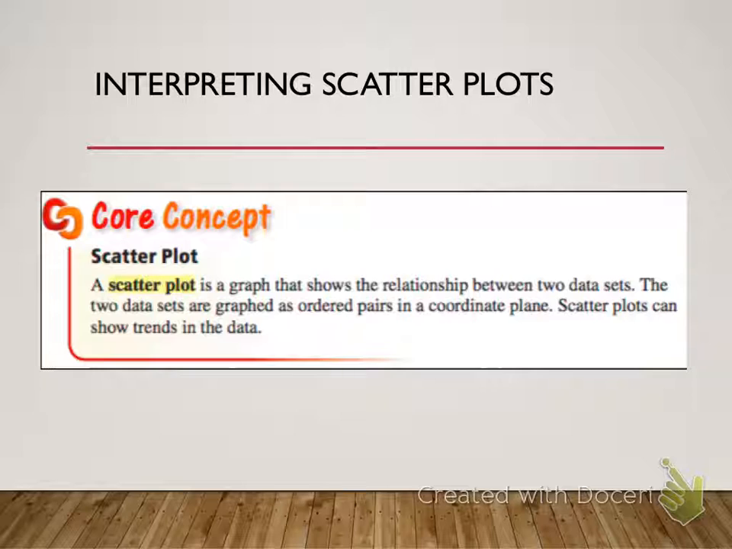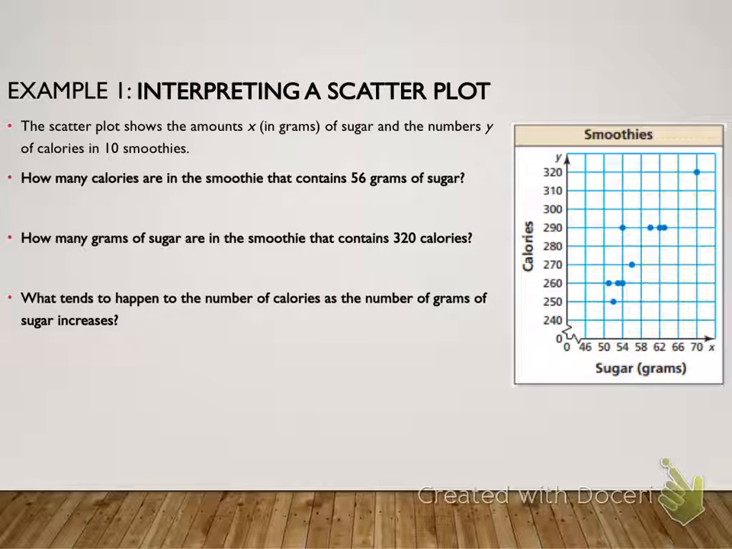First, you have interpreting scatter plots. A scatter plot is a graph that shows the relationship between two data sets. The two data sets are graphed as ordered pairs in a coordinate plane. Scatter plots can show a trend in data.